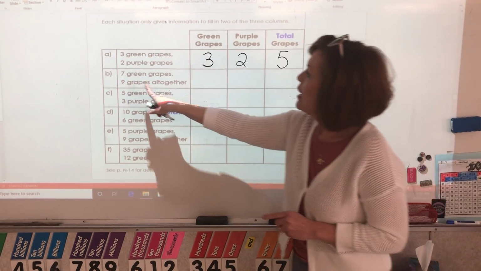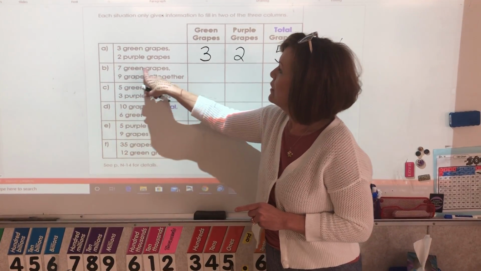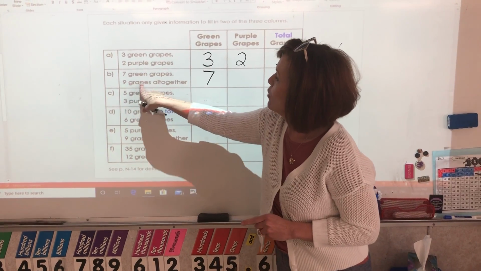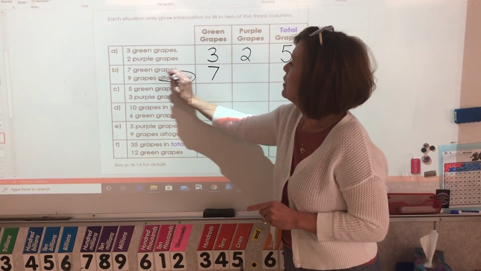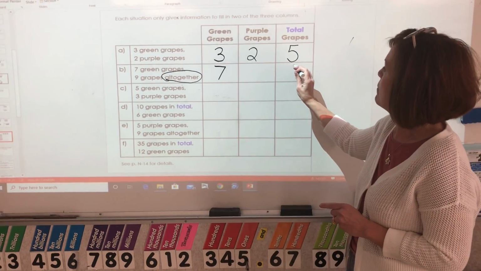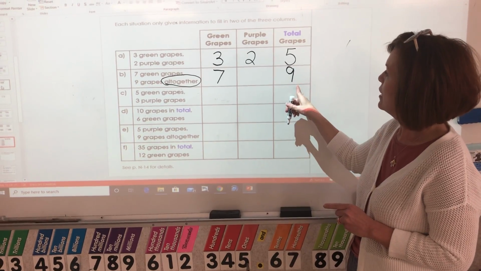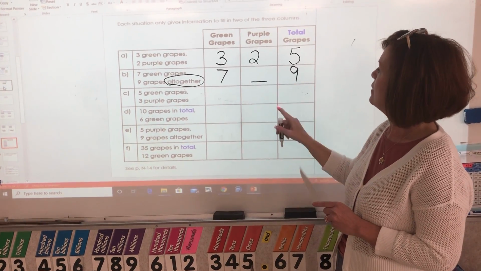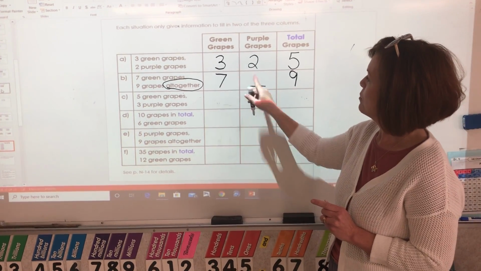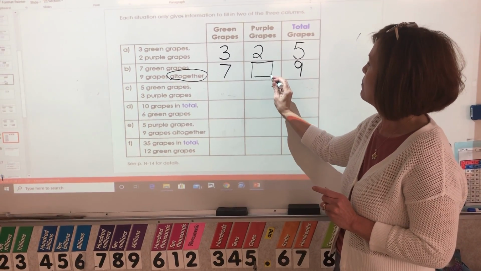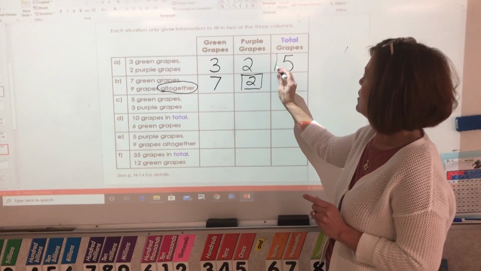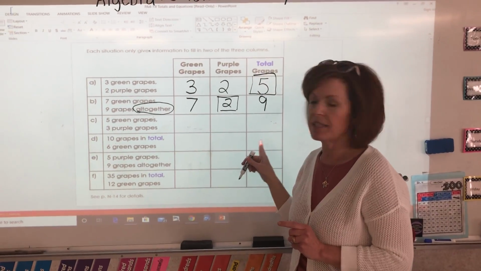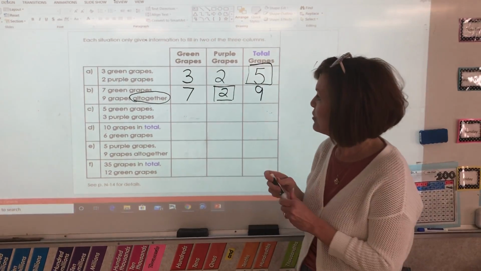Here, in B, there's 7 green grapes. There's 9 grapes all together. All together means it's my big number, my total. It's missing a small number. 7 plus what equals 9? Or 9 minus 7 equals what? And you're going to find out the missing number is 2. So these are the kind of questions that will be in your workbook today. Okay, just similar to this.